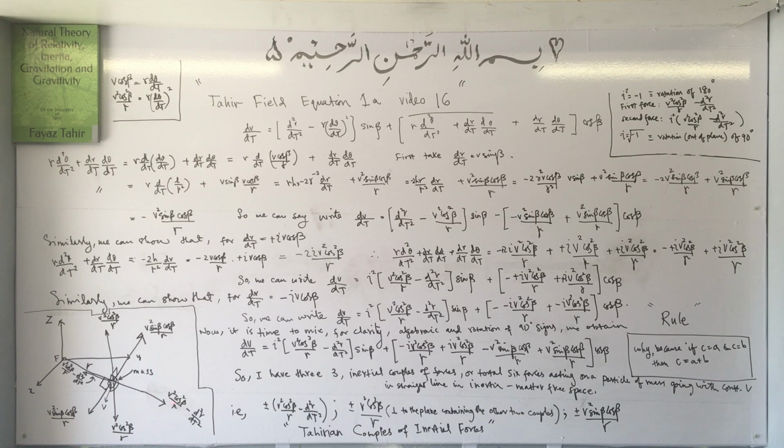I have already shown in one of my videos on super elevation banking of roads how this Tahir force acts on a vehicle going on a super elevated bank. You can watch my video on super elevation design of highways and motorways. So v cos beta is equal to r d theta over dt, and v square cos square beta over r is equal to r d theta over dt square.